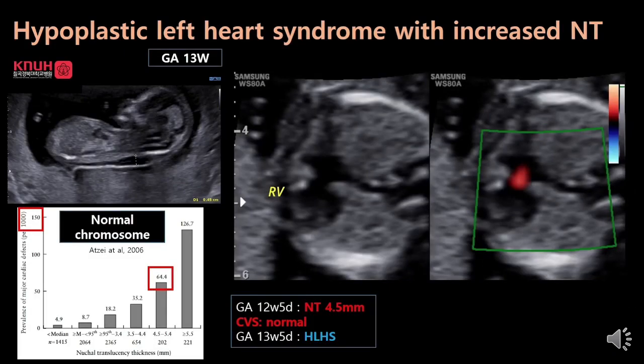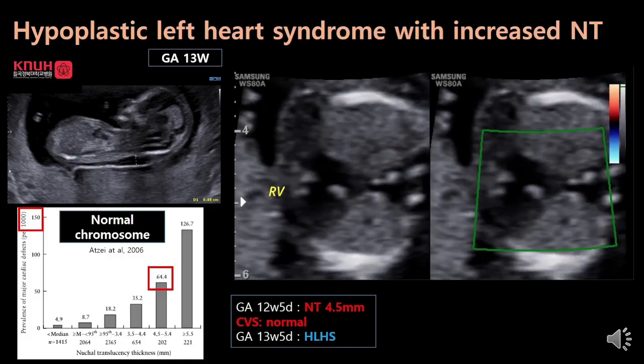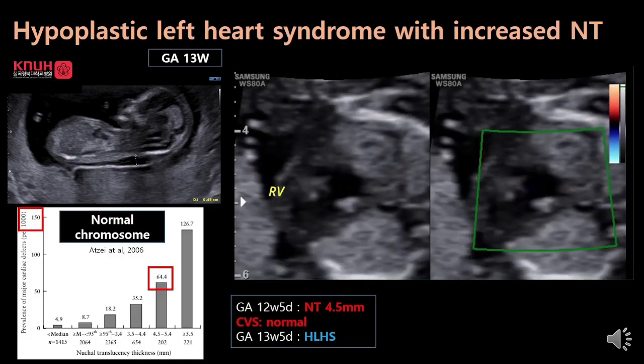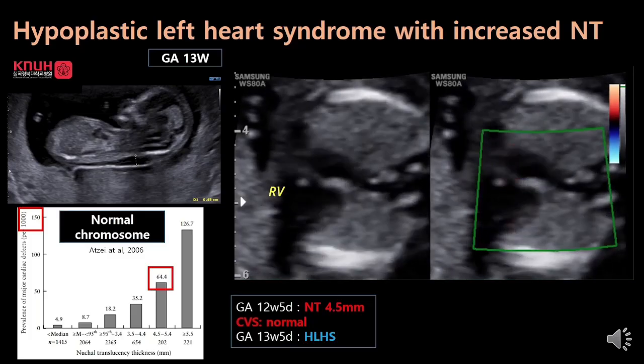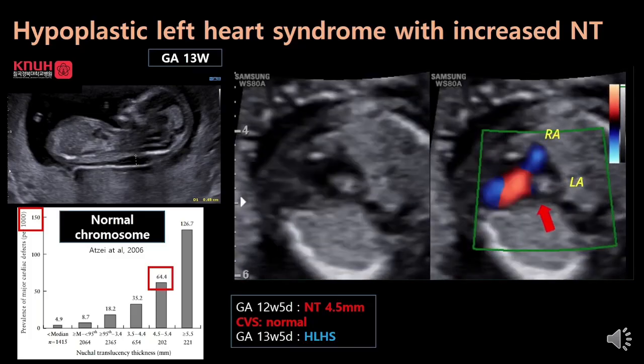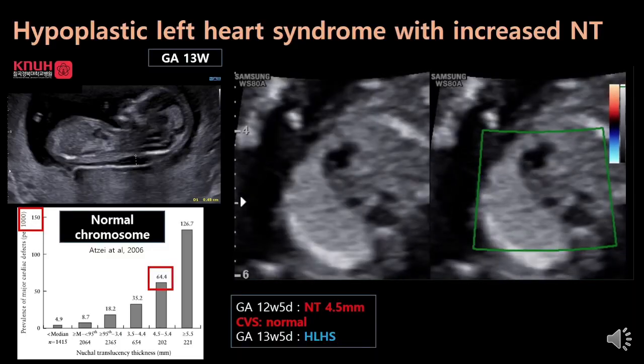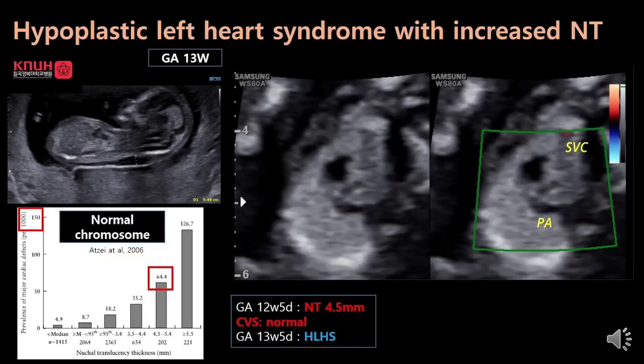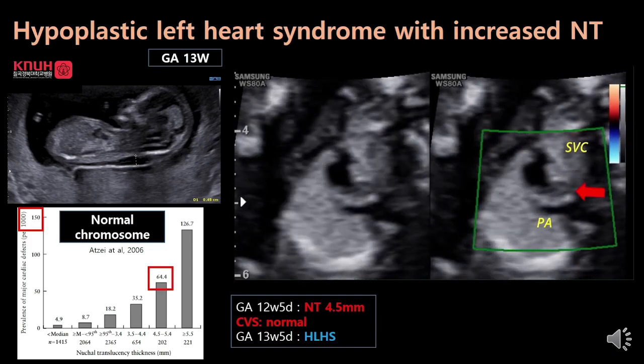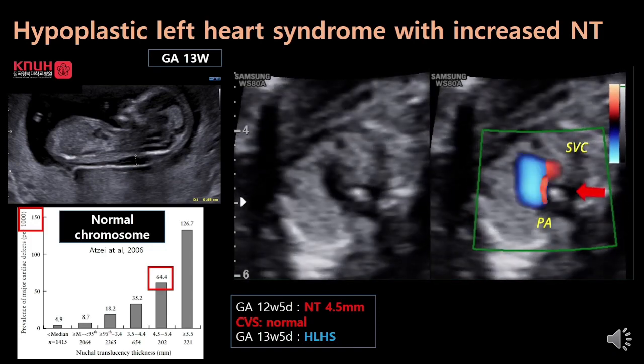This case was referred with an increased nuchal translucency of 4.5 mm. There is still a 6% chance of having congenital heart disease after the karyotype is determined to be normal. If you look at the right side, there is only right ventricular filling during diastole, and you can see the atretic mitral valve and reversed flow from the left atrium to the right atrium, which is a typical finding for HLHS. You can also appreciate the dilatation of the pulmonary artery and reversed flow in the aorta.